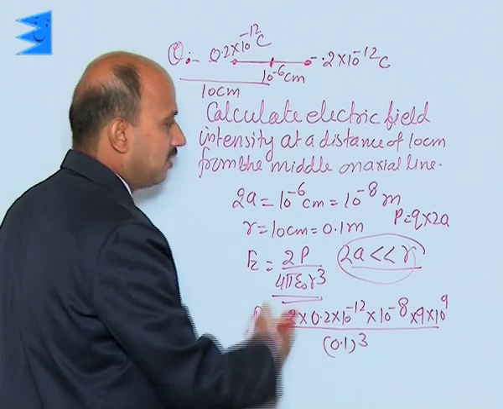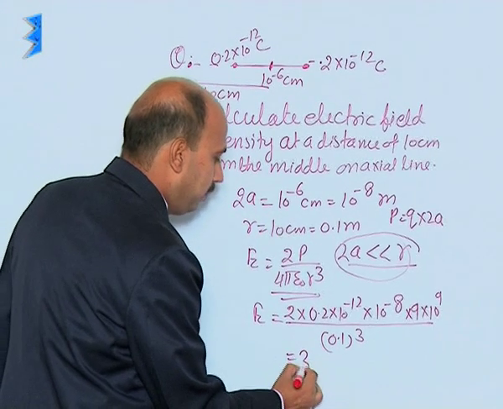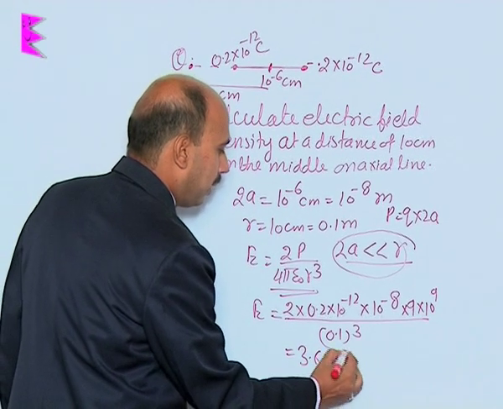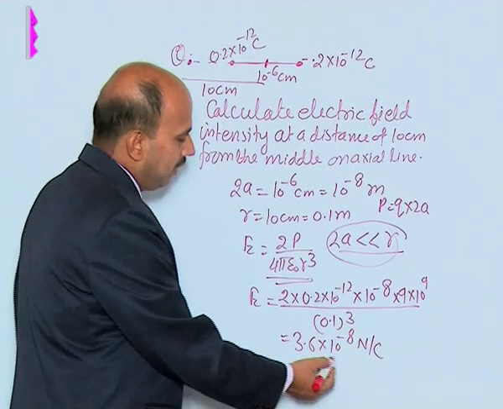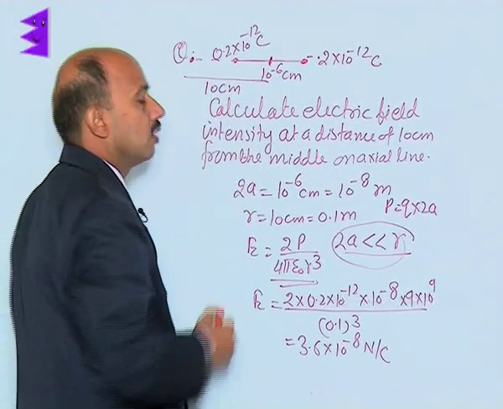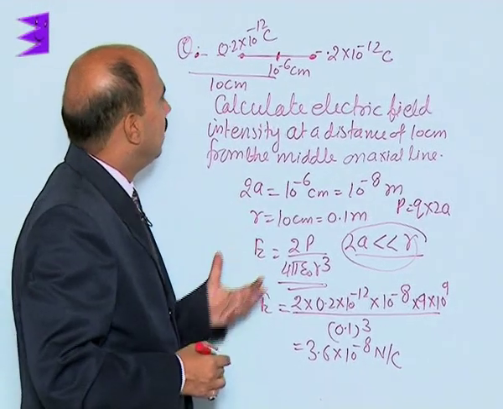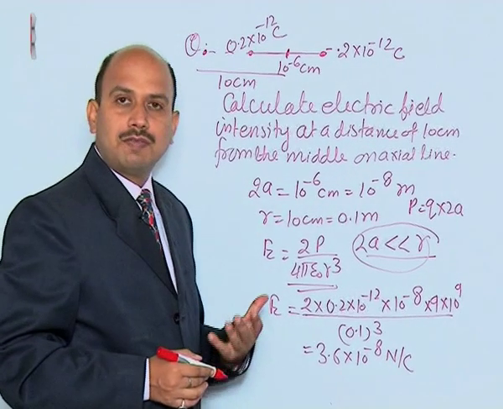When we solve all these things, you will be getting 3.6 × 10^-8 Newton per coulomb. So, this is the electric field intensity at a point on the axial line from the middle at a distance of 10 centimeter.